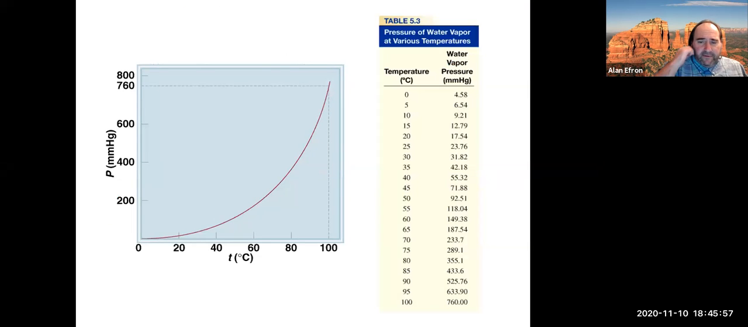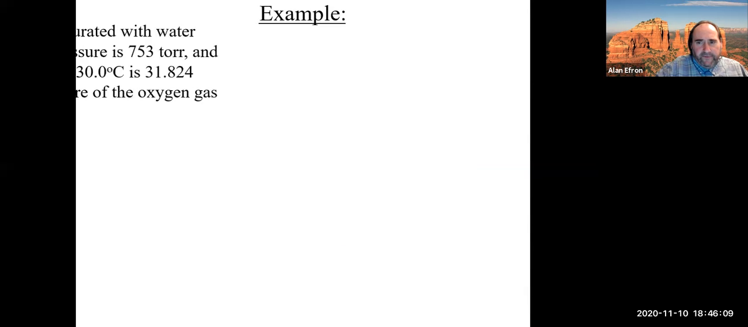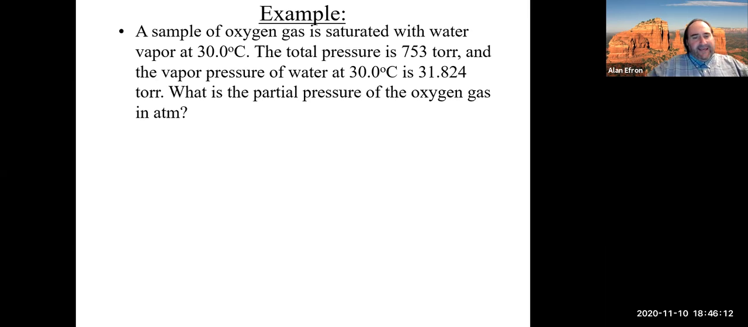And here is a table of the vapor pressure of water at different temperatures. And again, it's simply a value that you look up and you can use. So if we try one here: a sample of oxygen gas is saturated with water vapor at 30 degrees Celsius. The total pressure is 753 torr, and the vapor pressure of water at 30 degrees Celsius is 31.824 torr. What is the partial pressure of oxygen? The key words here are saturated with water vapor. That tells you that you have that situation we just talked about.